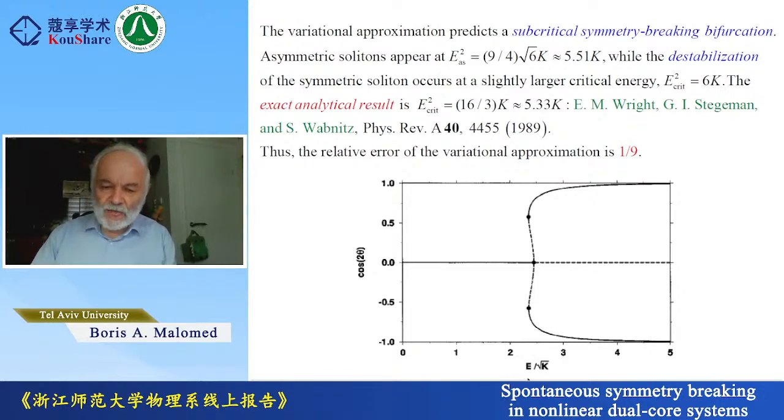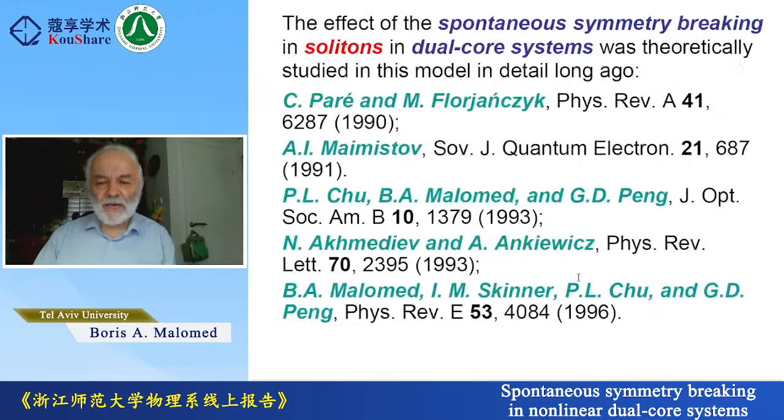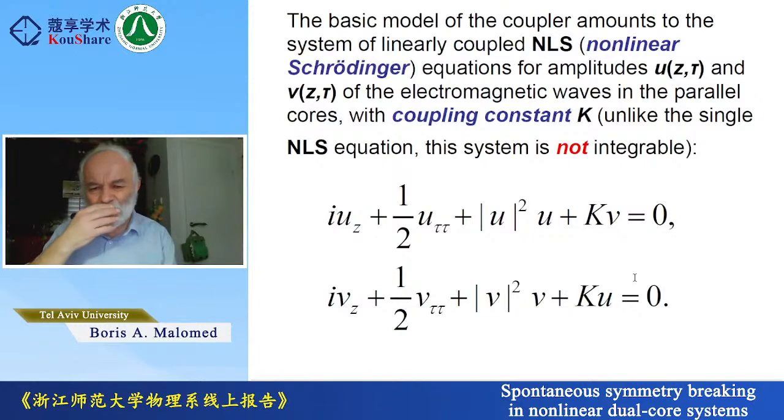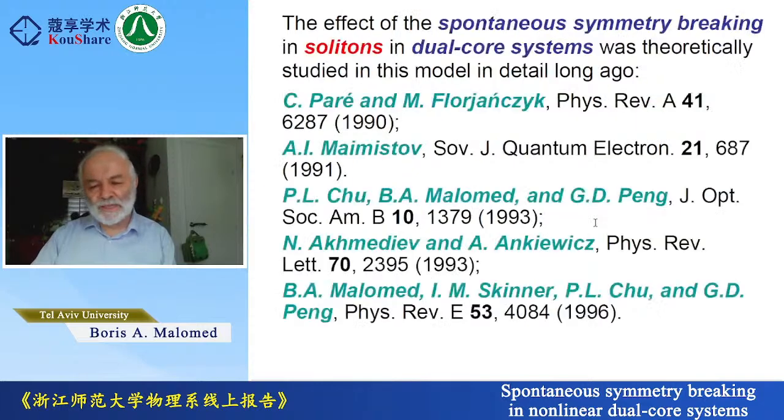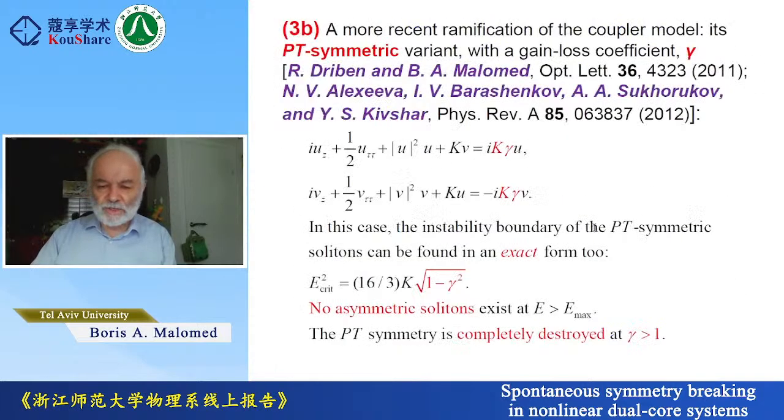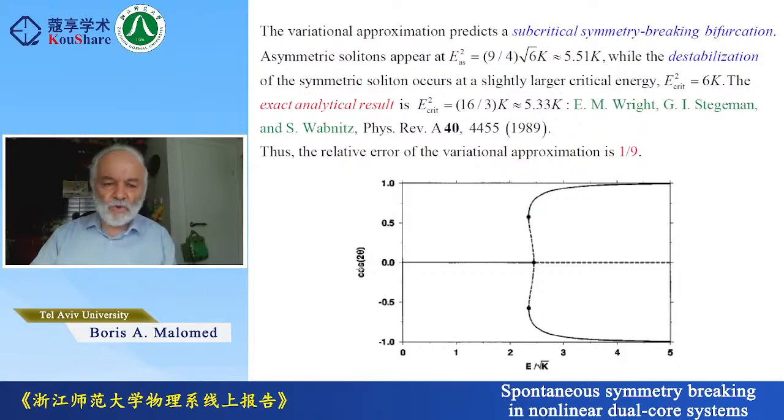For convenience, the energy is scaled by dividing it by the natural scale of energy, the square root of this coupling constant K in the system of coupled equations. As a matter of fact, it's possible to apply additional scaling and simply say that K is equal to 1. Okay, so this is the energy, and this is cosine of 2 theta.